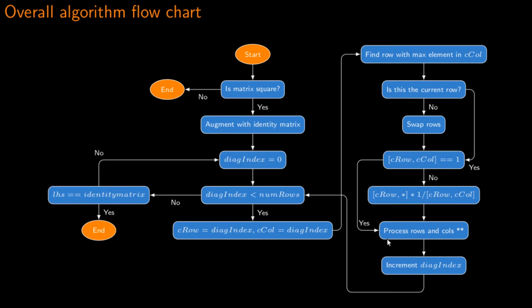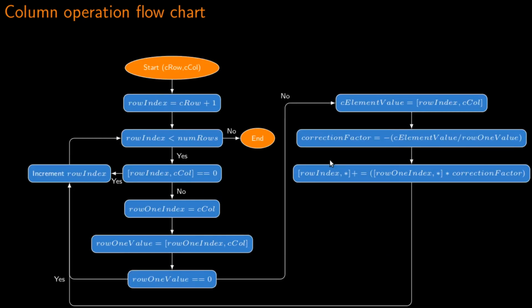Now I mentioned there are separate flowcharts for processing the rows and the columns. So this is the flowchart for the column operation. Starting point, we start here obviously, and we have as input to this process C row and C column. This is the position in the matrix of the current element that we're considering.